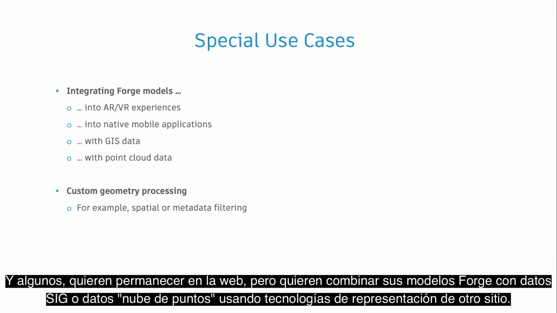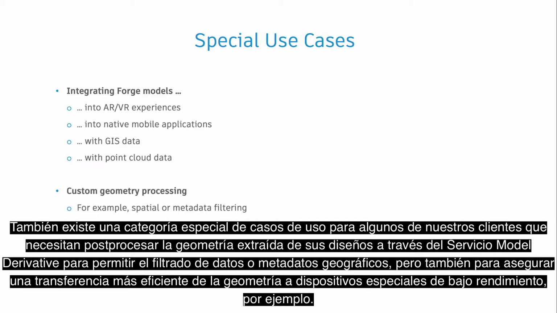Other customers may want to stay in the web environment, but they need to be able to combine their Forge designs with GIS data or point cloud data using other web rendering technologies. There is also a special class of use cases where some of our customers need to be able to post-process the geometry extracted from your designs by the model derivative service to allow for things like spatial or metadata filtering and supporting more efficient transfer of the geometry into special low-performance devices, for example.